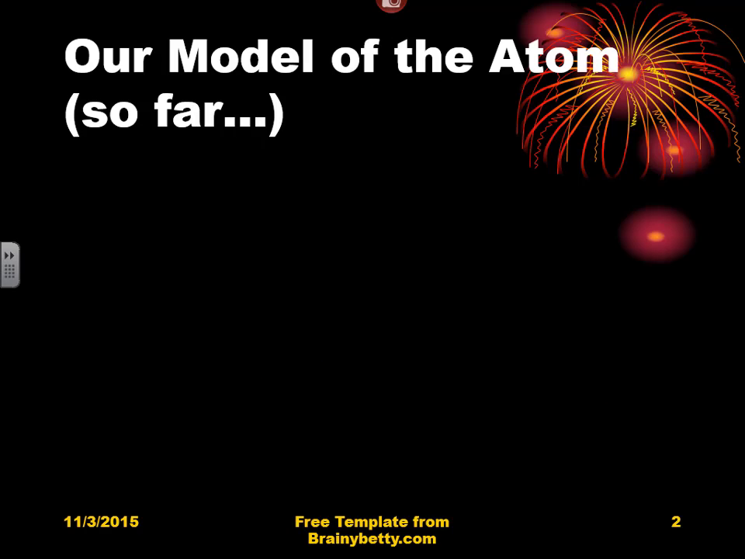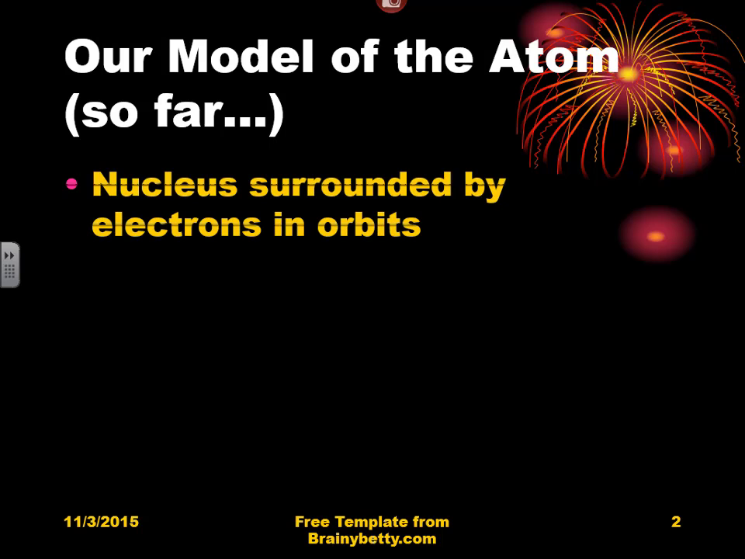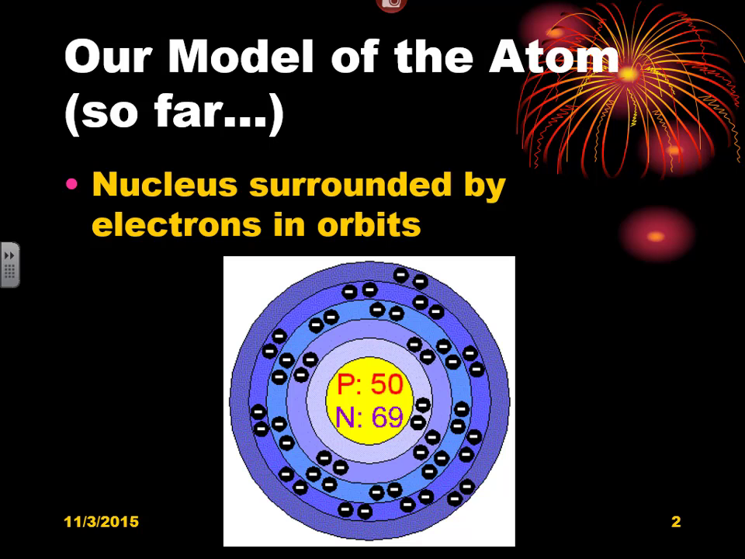So far in your educational career, you have probably been taught that the nucleus is in the center of the atom and it is surrounded by the electrons in orbits. Kind of like this. We talked about this in the last unit. We called this the planetary model. This was invented by Niels Bohr circa the 1930s is when this came about.